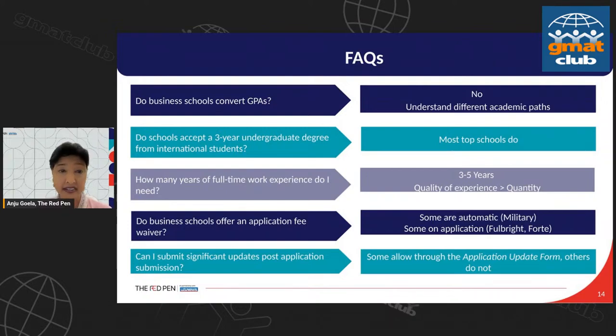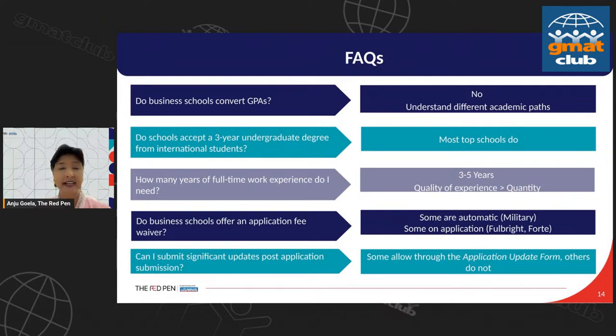Berkeley Haas does, you may be at a disadvantage if you apply with a 3-year undergrad degree, and if you have a master's, it will strengthen your candidacy. Kelly School of Business, for one, definitely does not accept a 3-year undergrad degree.